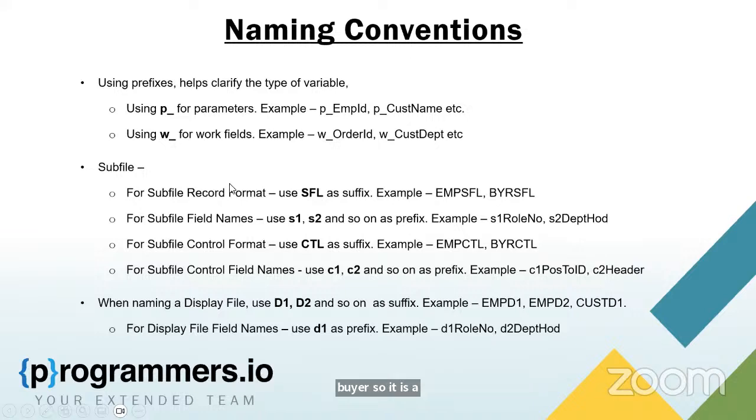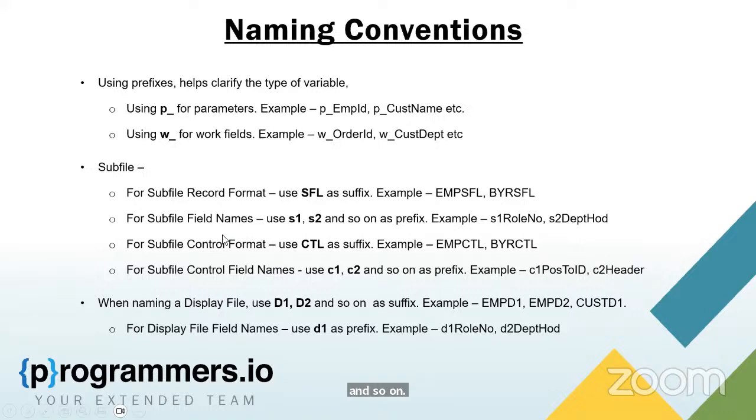And for the subfile fields, we can use S1 and S2 and so on, depending upon the screen numbers, as a prefix. So for example, for screen 1, we have roll number, so we can add a prefix S1. And for the second screen, we have this department HOD and we can use it as S2 and so on.